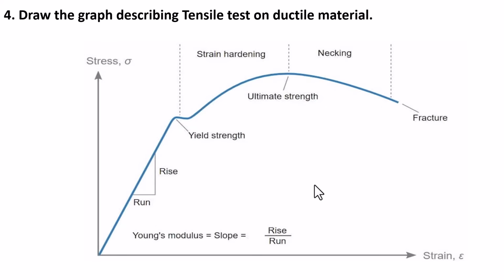Fourth question, draw the graph describing tensile test on ductile material. This is a stress strain graph of the mild steel specimen. You can see different regions or points marked on this graph. Here the y-axis is stress, and the x-axis is strain. Up to a certain limit it is linear, and stress and strain are proportional. That region is called proportionality limit. Up to that region stress and strain are directly proportional.